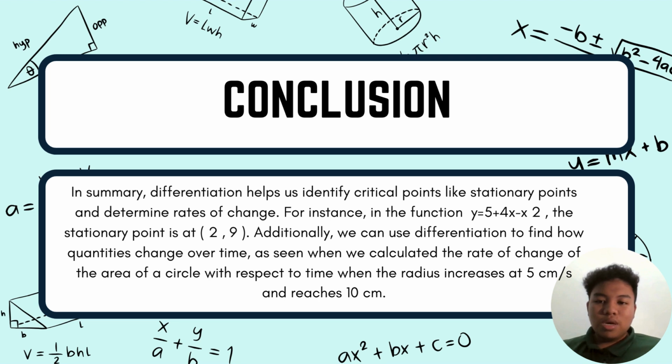The conclusion is, in summary, differentiation helps us identify critical points like stationary points and determine rates of change. For instance, in the function y equals 5 plus 4x minus x squared, the stationary point is at (2, 9). Additionally, we can use differentiation to find how quantities change over time, as seen when we calculated the change of the area of a circle with respect to time when the radius increased at 5 cm per second and reached 10 cm.